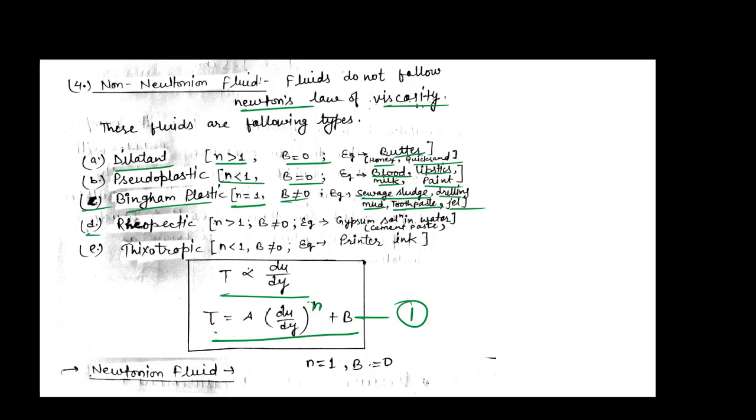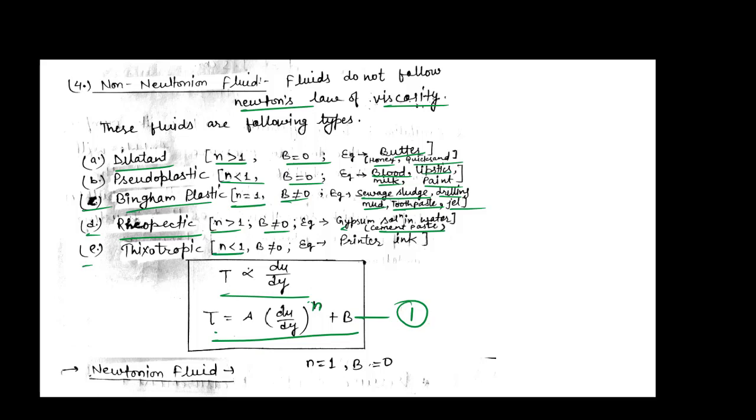Fourth one is the rheopectic fluid. Here n is greater than 1, b is not equal to 0. So rheopectic fluids are gypsum solution in water. Gypsum you all know, you must have studied in building material and construction, or the cement paste, which is very viscous in nature.